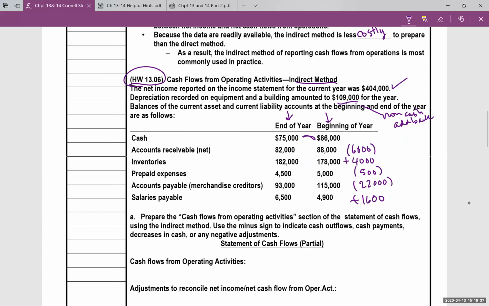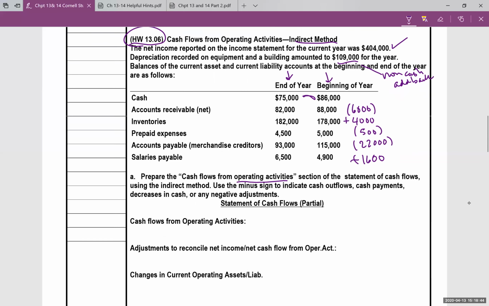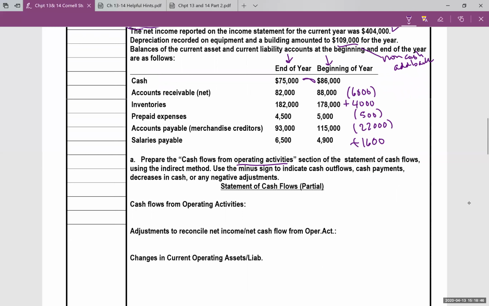Okay. So we're going to prepare the cash flows from operating activities section, just that section of the statement of cash flows using the indirect method. We're going to use the minus sign to indicate cash outflows, cash payments, decreases in cash, or any negative adjustments. Okay, again, this is a partial statement of cash flows. This is cash flows from operating activities. We start with net income. Net income, we're going to come over here and make that amount be $404,000.